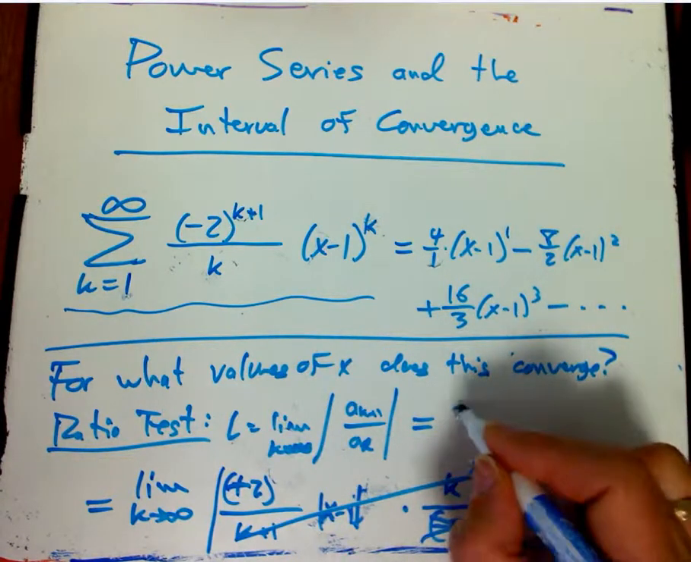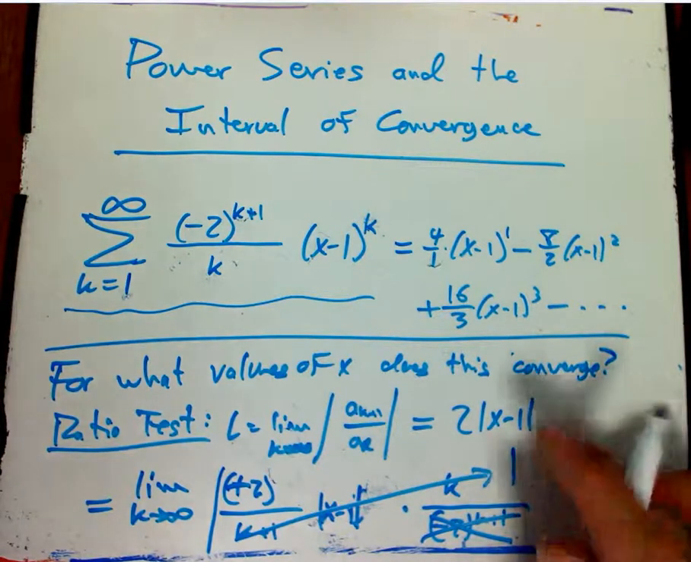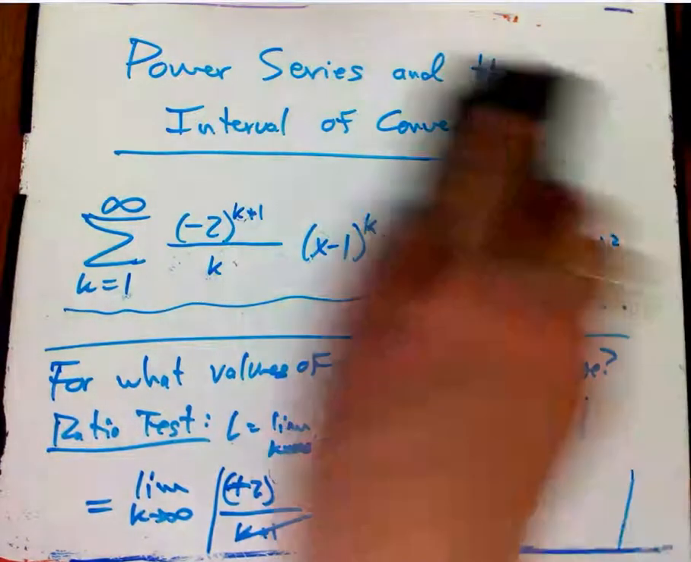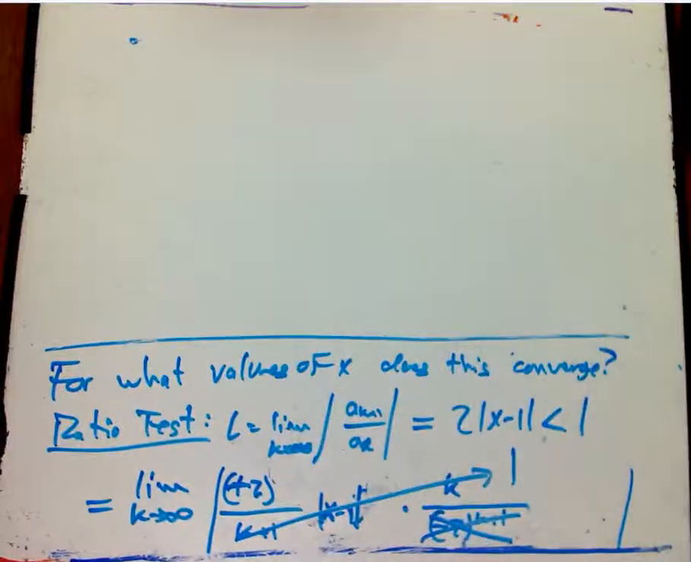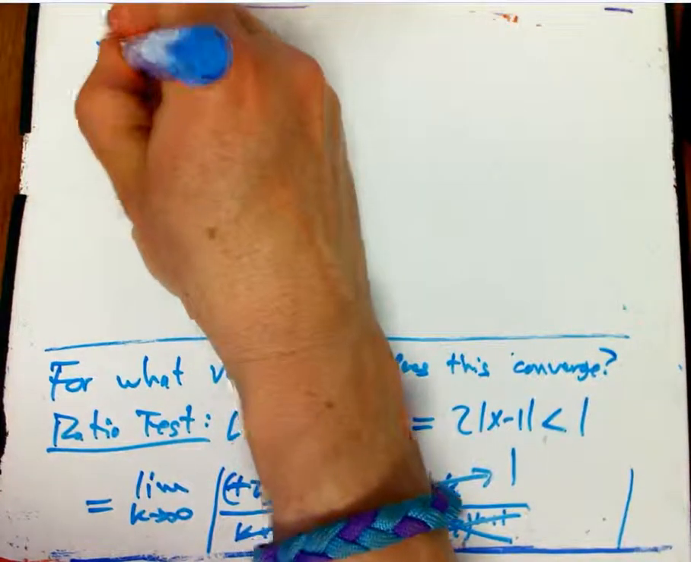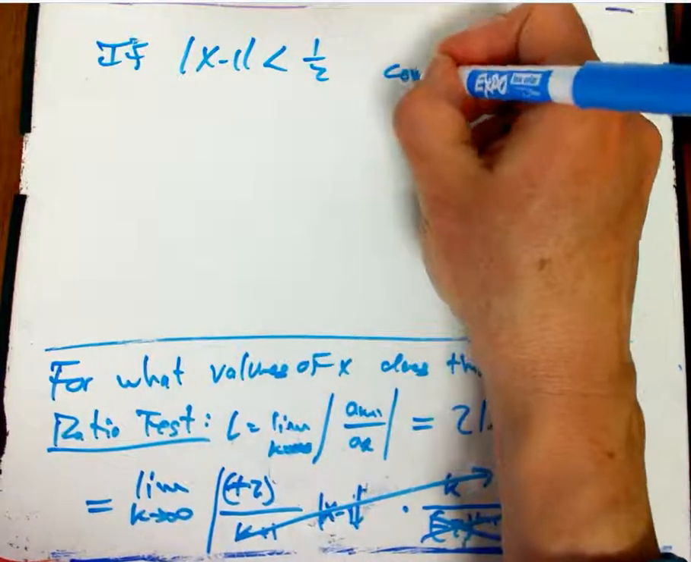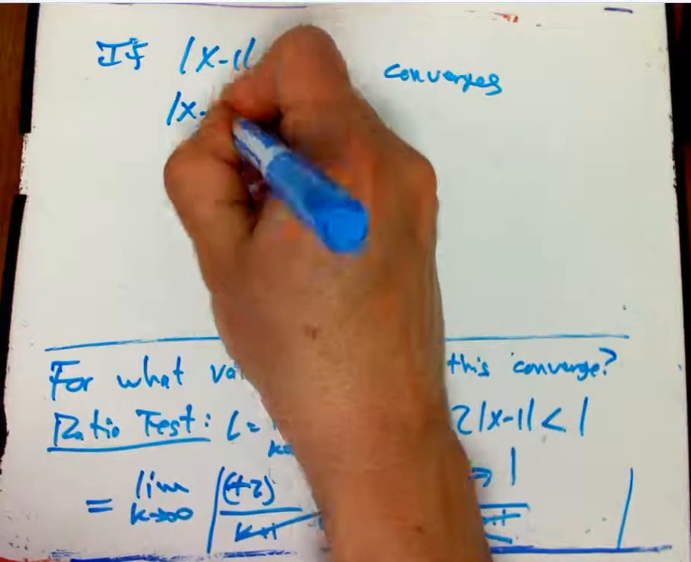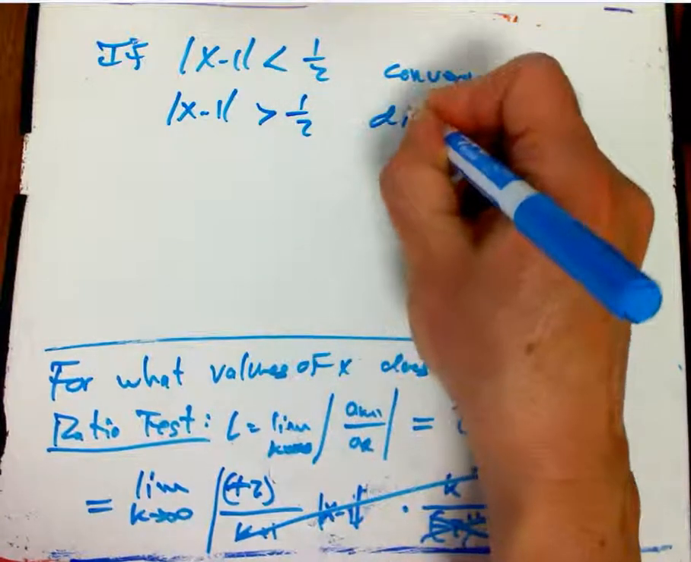What we got was just 2 times the absolute value of x minus 1. That's it. And we know that that's going to converge when that's less than 1. Okay, that's pretty easy. That says the absolute value of x minus 1 had better be less than a half. So if, for this example, the absolute value of x minus 1 is less than 1/2, this power series converges. And if the absolute value of x minus 1 is greater than 1/2, it diverges.